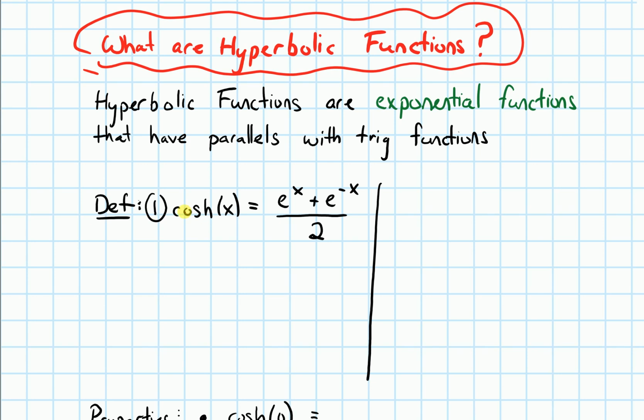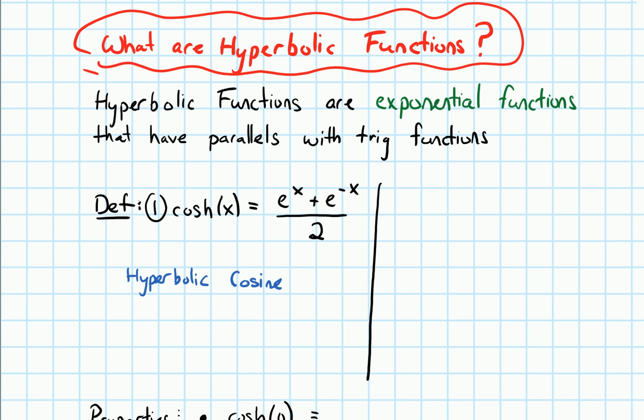So the first hyperbolic function I'm going to define is what's called a hyperbolic cosine. And that's written with cos in front, as cosine would be, but then it's followed by an h, and that h is what indicates that it's a hyperbolic function. So hyperbolic cosine of x is equal to e to the x plus e to the negative x over 2.